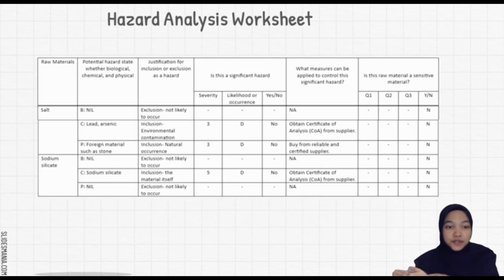Alright, next for the salt, it has chemical and physical hazards, while the sodium silicates only have chemical hazards. But after going through the risk assessment based on severity and likelihood, we can conclude that both of these ingredients have no significant hazard and can be controlled by the control measures suggested here in this table.